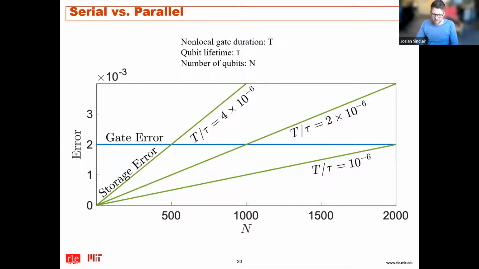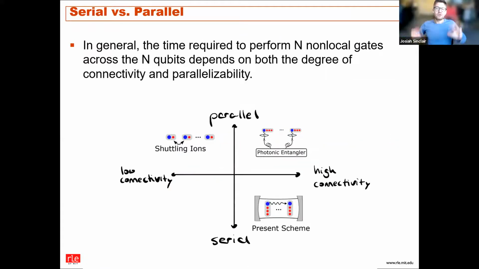And doing a long range gate is going to involve more operations and also more time because they're happening serially. And that's going to lead to both increased gate errors and increased memory errors. In general, though, the time that's required to perform n non-local gates across n qubits depends on both the degree of connectivity and the degree of parallelizability. So here I've got a plot showing this two-dimensional thing of parallel versus serial, low connectivity versus high connectivity, and different architectures and where they fall.